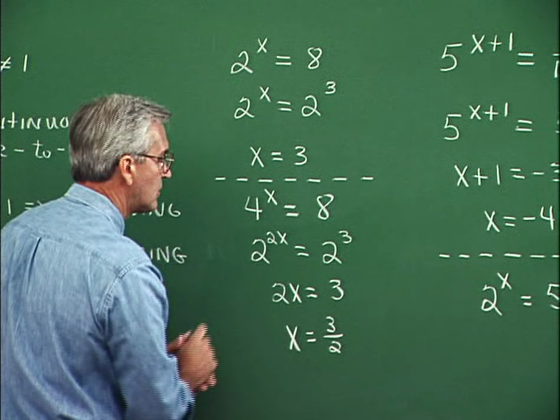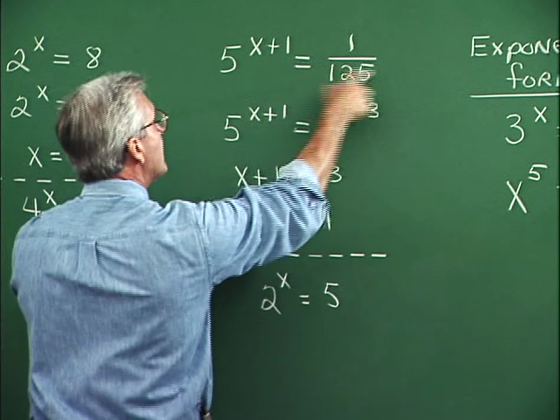Then we can solve problems like this. 5 to the x plus 1 equals 1 over 125. Well, 125 is 5 cubed, so this is 5 to the negative 3 on the right side. And this is 5 to the x plus 1. Bases are alike, boom, we jump into the exponential world. So we have x plus 1 equals negative 3, or x is negative 4. Negative 4, remember, is the number that would replace x here to make this true.